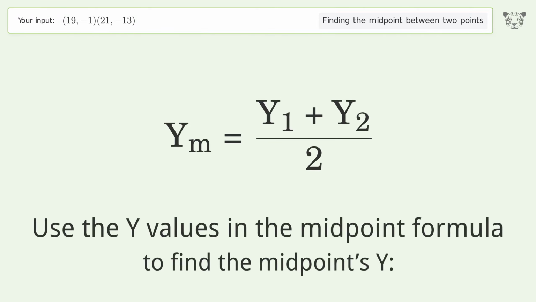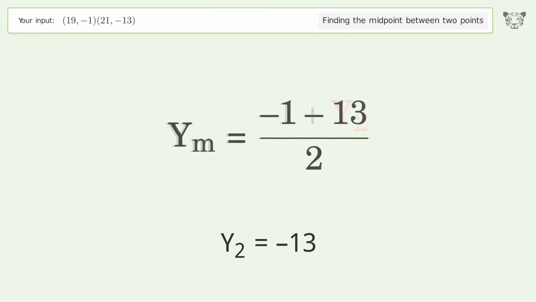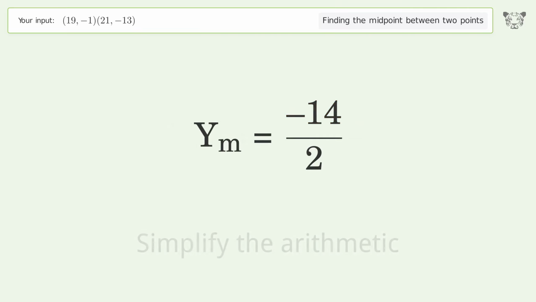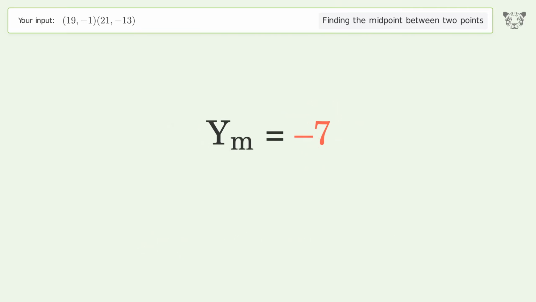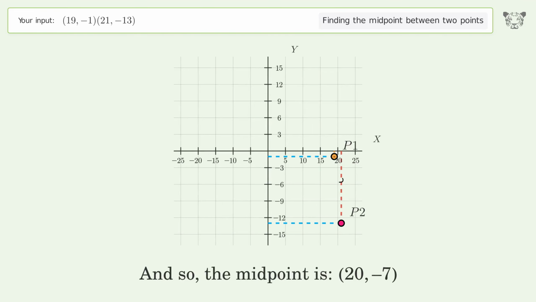Use the y values in the midpoint formula to find the midpoint's y. y1 equals -1. y2 equals -13. Simplify the arithmetic. And so, the midpoint is 20, -7.